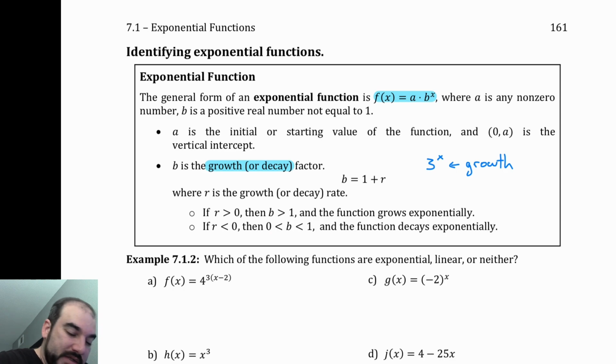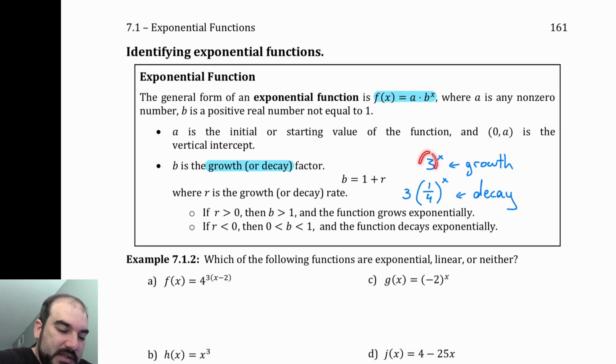So a number between 0 and 1, which we generally see as fractions, but they can also be decimals between 0 and 1, right? So if we had 1/4, and there could be a number in front of it as well, like 3 times 1/4 to the x power, this 1/4 is the b value, and if the b is between 0 and 1, then the function is a decay function, right?